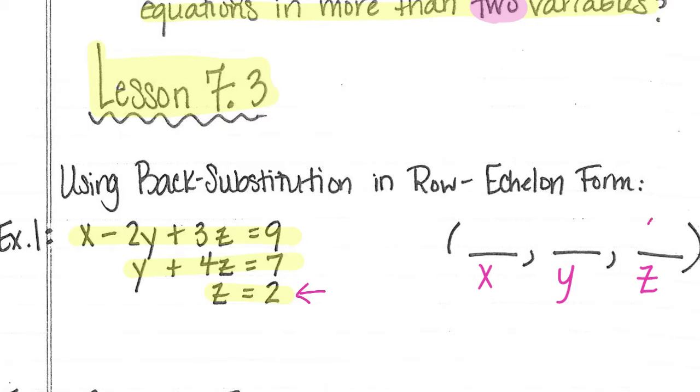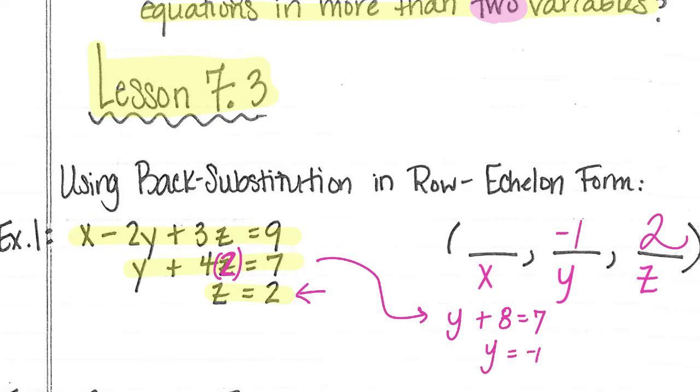So I can put that 2 in right here in my answer. And I'm just going to plug it in for this z right here. That z kind of looks like it. When I do that, I get y plus 8 equals 7. And when I solve, I get y equals -1.